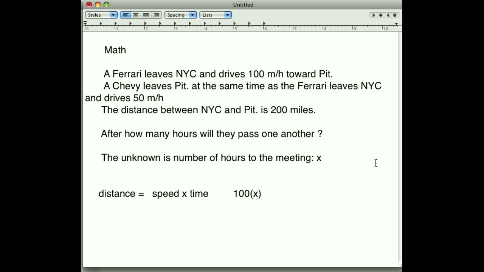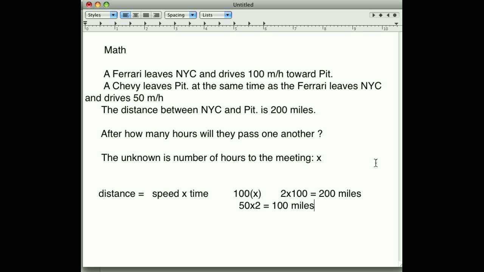For example, if a car goes 100 miles an hour and it goes 2 hours, 2 times 100, the distance will be 200 miles. And if a car goes, let's say, 50 miles an hour and it goes 2 hours, then it will pass 100 miles. So the distance is calculated by speed times the time that that speed is maintained.